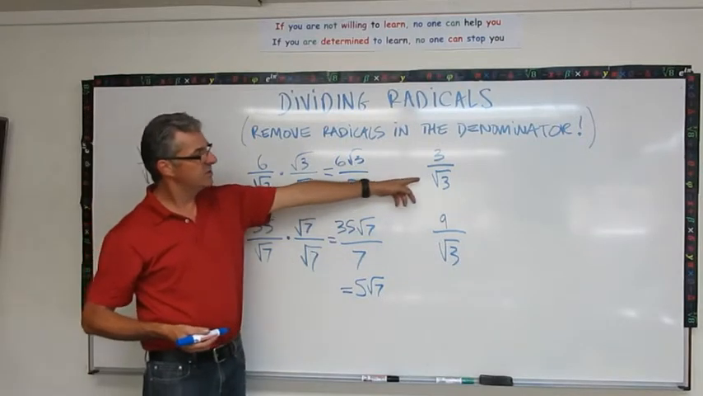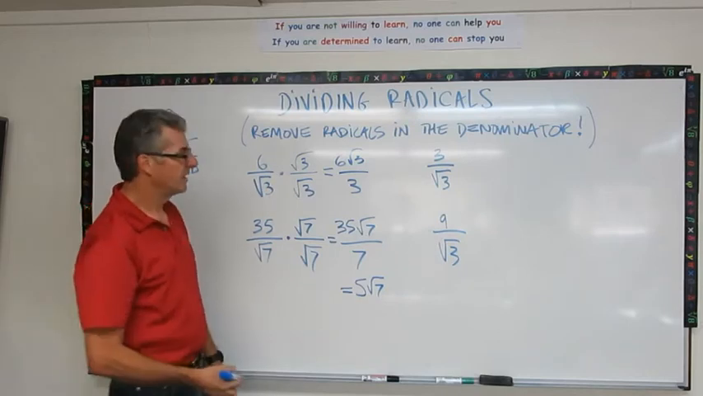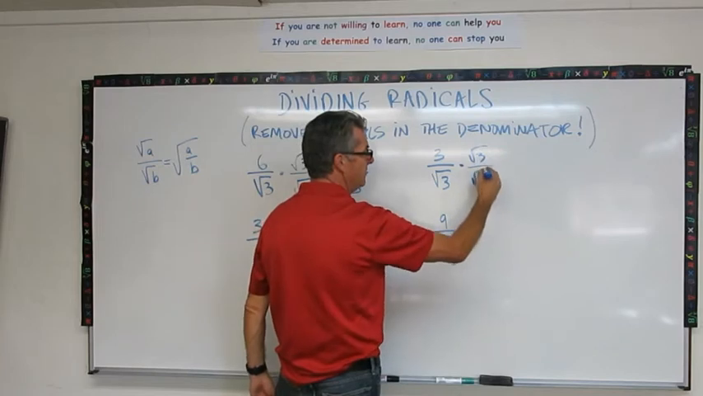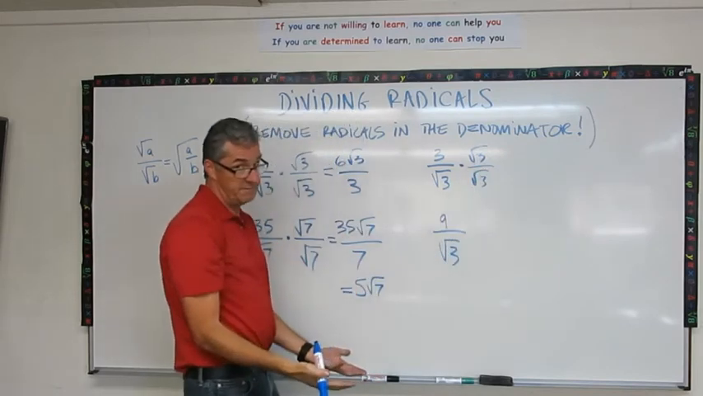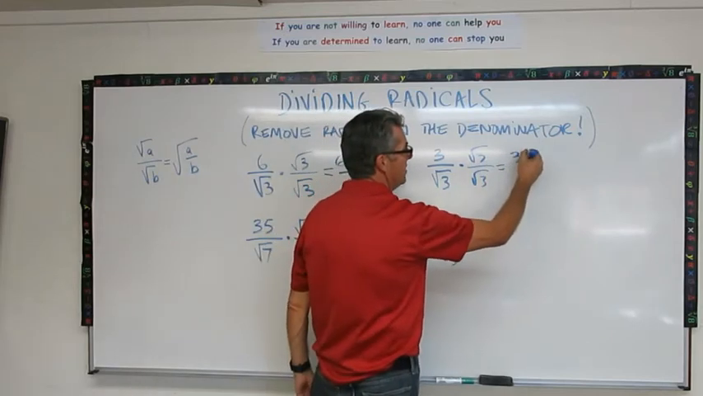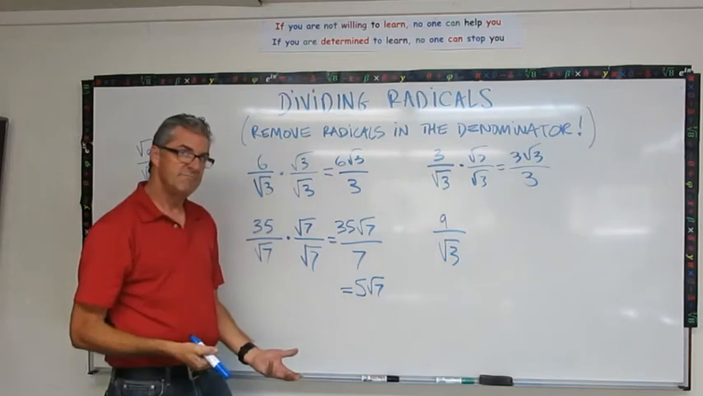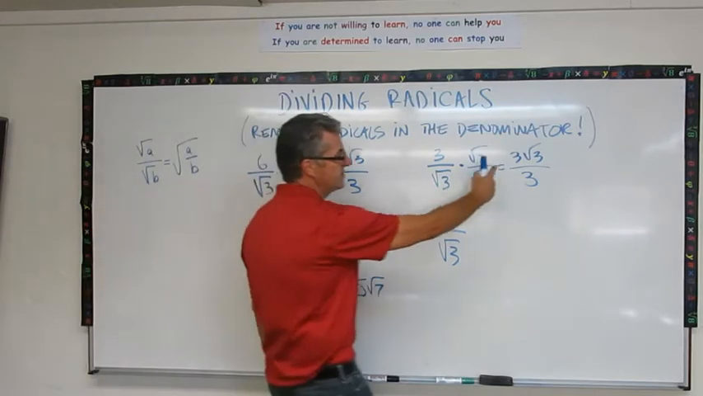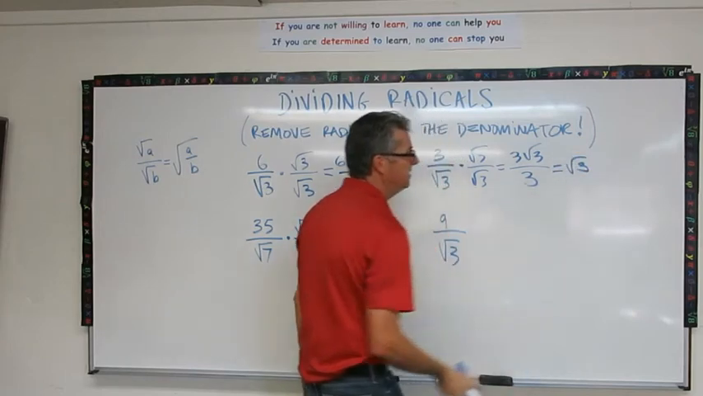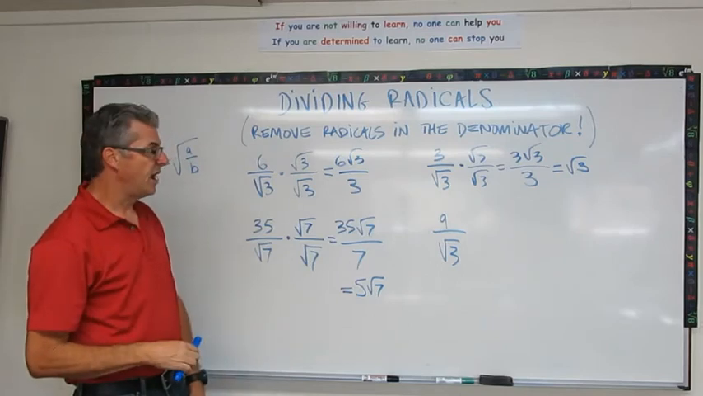Okay, give this one a try. 3 over root 3. Very similar to that one. Okay, let's see how you did. We're going to multiply by root 3 over root 3. Again, that's just 1. Different version, but it's just 1. This is going to give us 3 root 3 over 3. Are we done? No. I can reduce 3 over 3 to 1, so this ends up being just root 3. So again, another step after we've removed the root from the denominator.